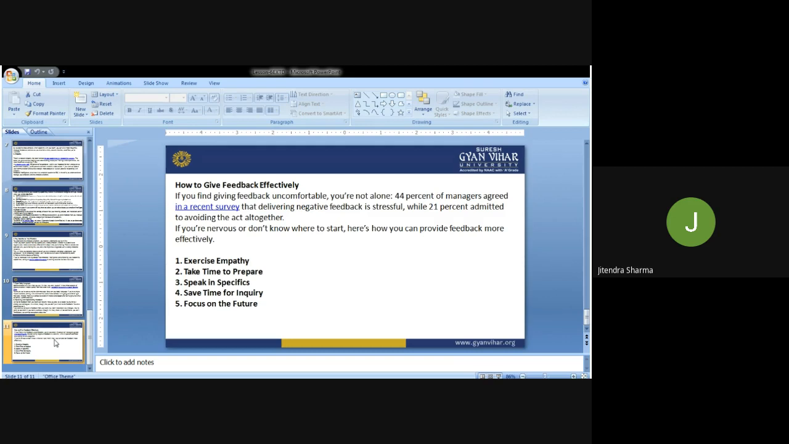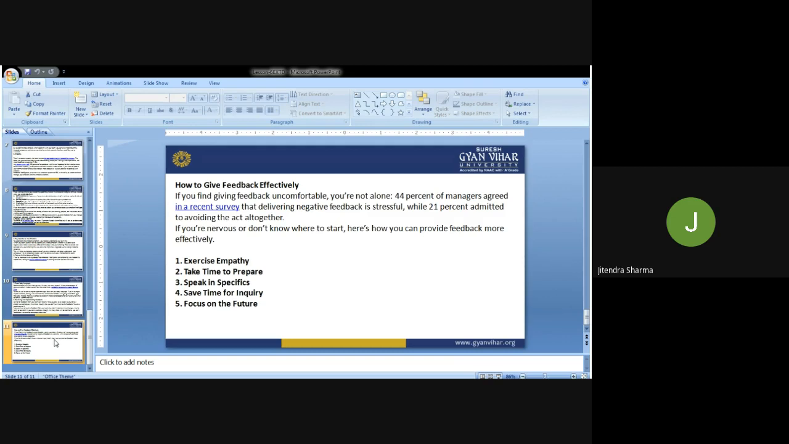Take time to prepare. Yes, it is very important. Don't do anything in a hurry, because as a leader, you are deciding the pace of the entire team, and you are leading the fate of the team. So take your time, but acknowledge whatever the feedback is. Then speak in specifics. You have to be very specific in your words about what kind of advice or opinion you have expressed.